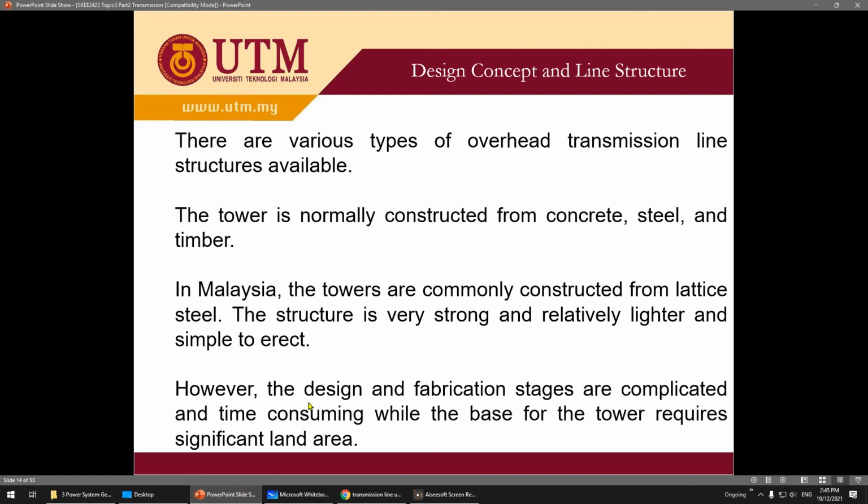However, the design and fabrication stages are complicated and time consuming, while the base of the tower requires significant land area. So this is the limitation of overhead lines.